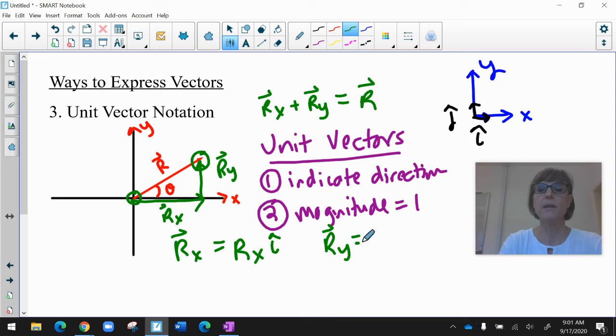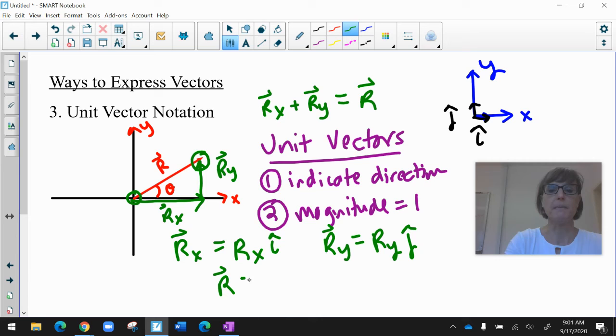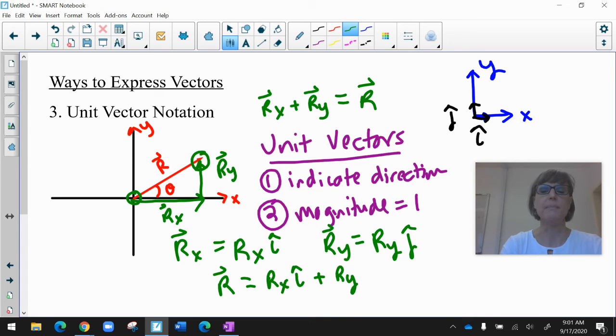And I can do the same thing with my y component, or my ry vector. I can say that that's going to be the length of my vector times the unit vector in that direction, which is j. So then when I express my vector in unit vector notation, r becomes rx times i plus ry times j. And of course, Rx and Ry are going to be actual numbers.